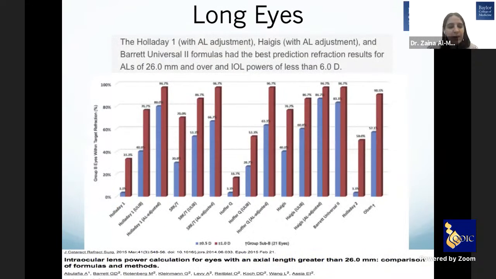In this study, intraocular lens power calculations, and I forgot Dr. Cohen was with you actually, so thanks for reminding me. So that was a really great landmark study. That's right.